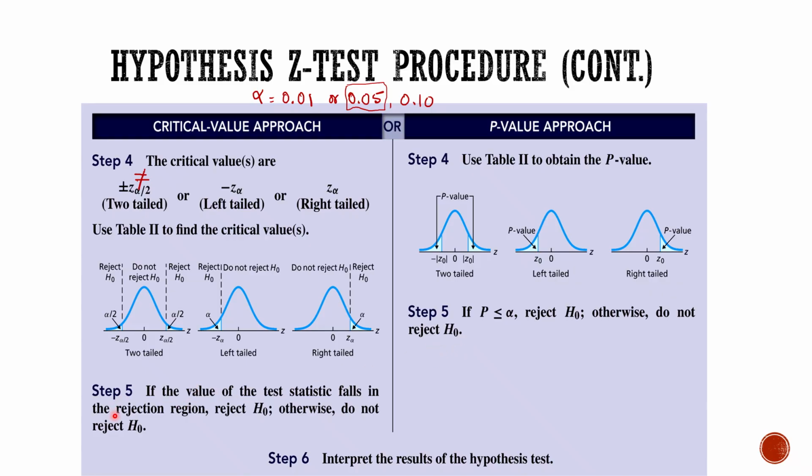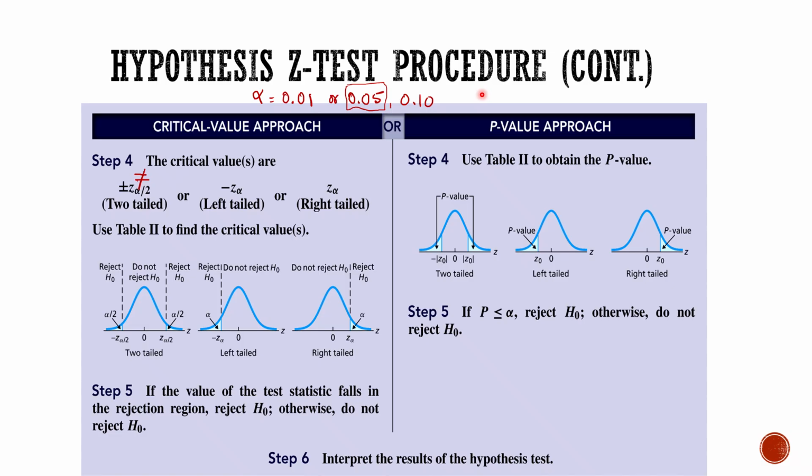So look at step 5. If the value of the test statistic falls in the rejection region, reject the null hypothesis. Otherwise, do not reject the null hypothesis. By the critical value approach, that's step 5. By the p-value approach, step 5 is comparing p to alpha. If it's less, reject. If it's greater, do not reject. And finally, step 6, where we interpret the results of the hypothesis test. And that will bring the test to a conclusion.